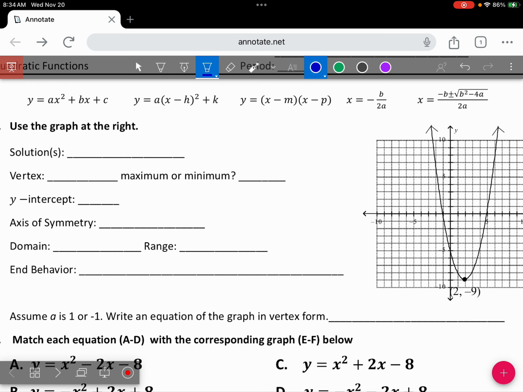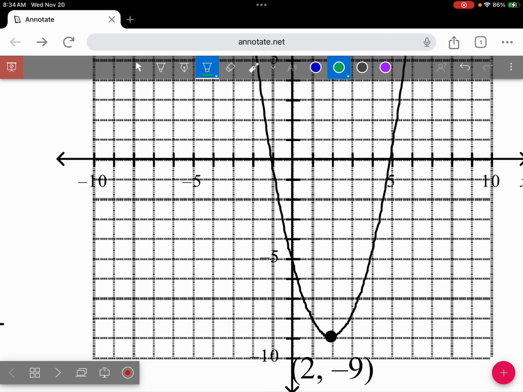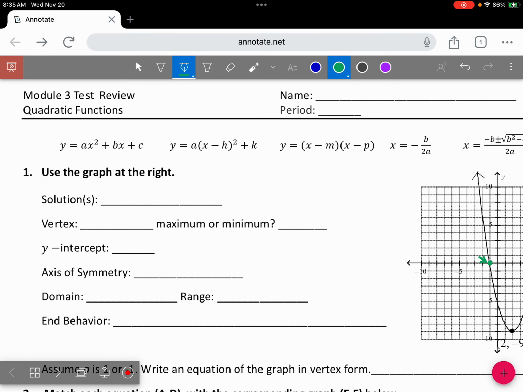We're looking at this graph over here. So our first question is asking about our solutions. Where do we have solutions on a graph? Our x-intercepts. So specifically, where are our x-intercepts on this graph? Yep. -1, 0, and 5, 0. These two. So those are our solutions. -1, 0, and 5, 0.